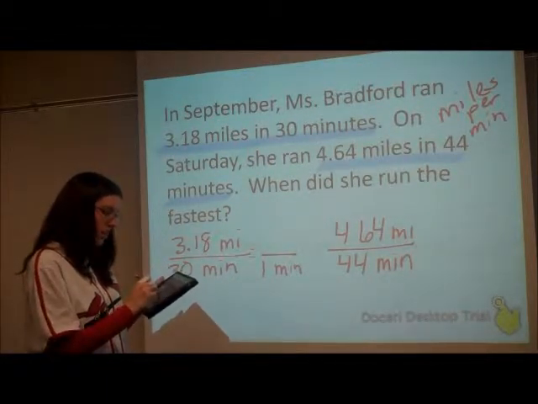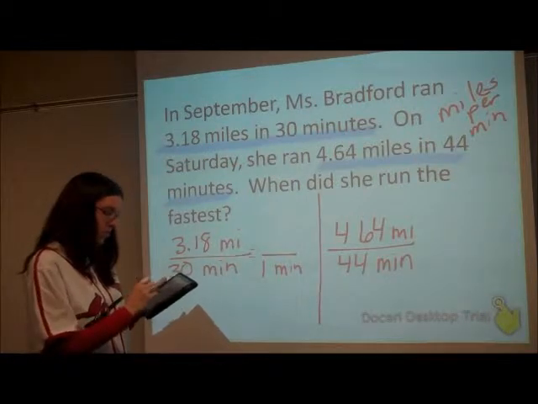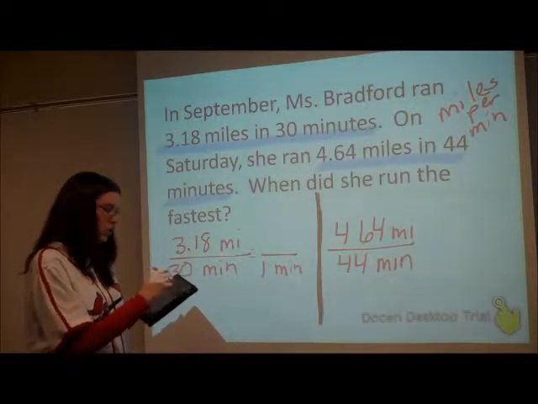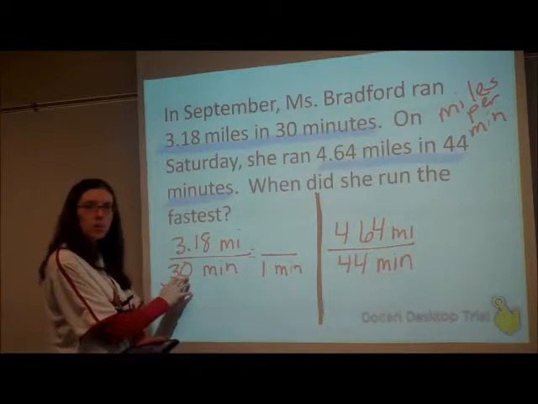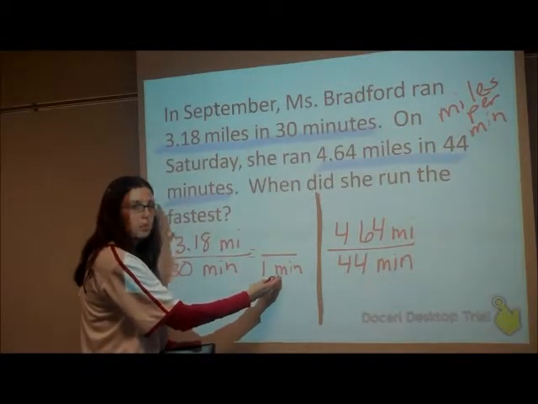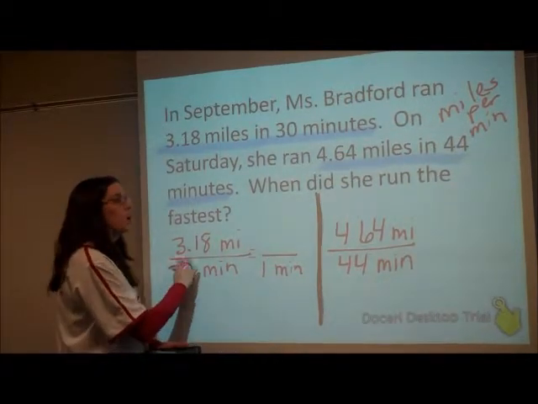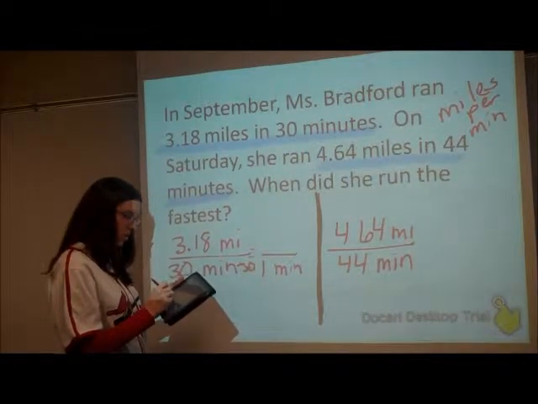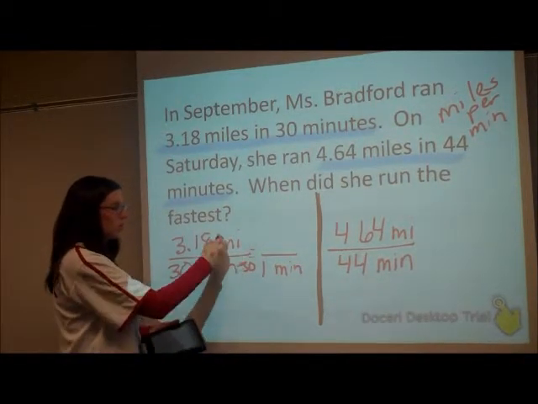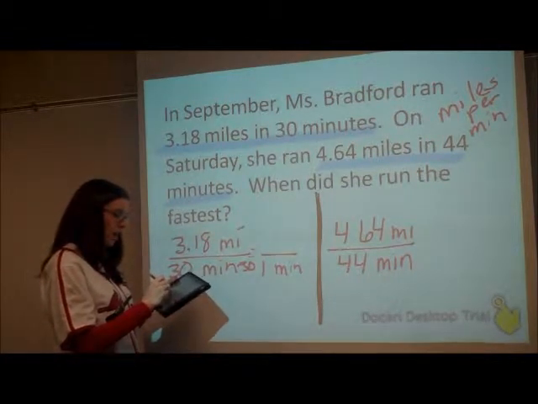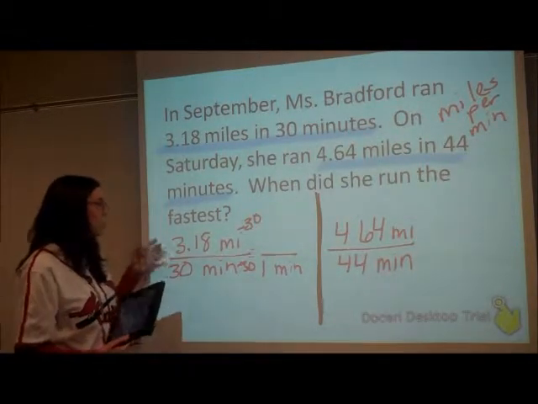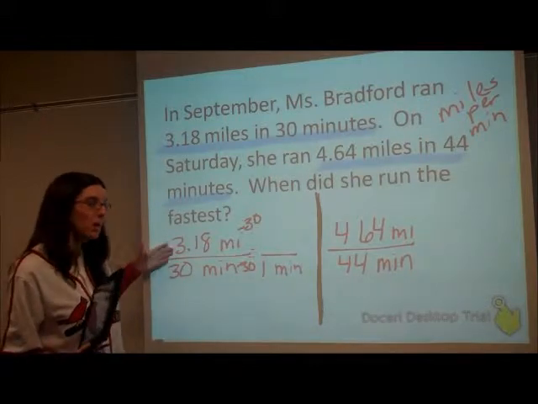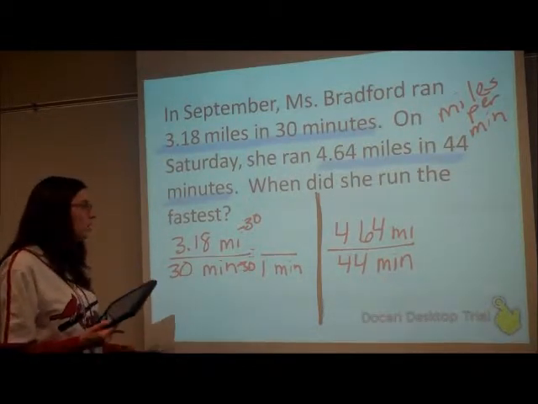I'm going to draw a line down here. So these are my two different problems. So I had 30 minutes. I want to change it to 1 minute. So what do I do? I'm dividing by the 30. That's a 3. So if I do that to the bottom, I have to do that to the top. So I need to take my 3 and 1800ths miles and divide it by the 30 as well.